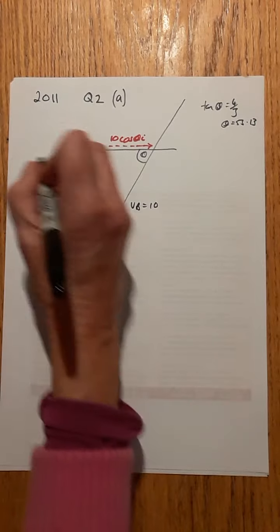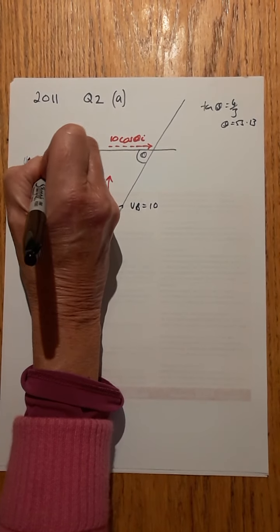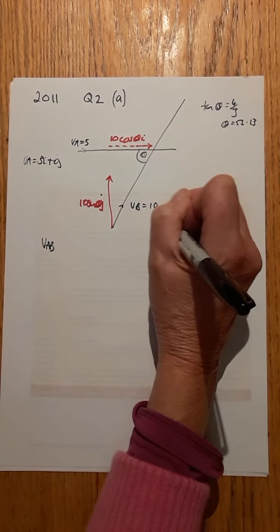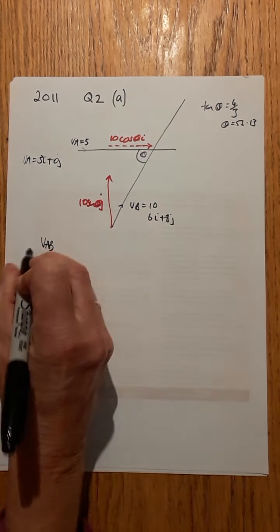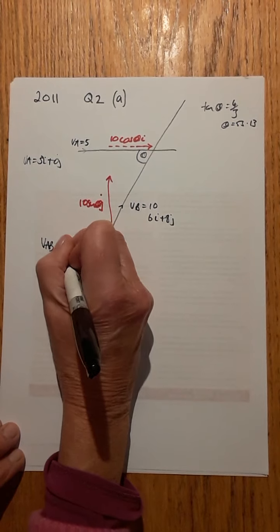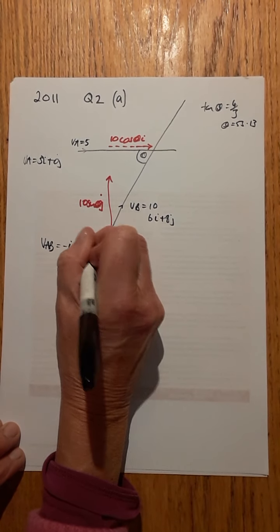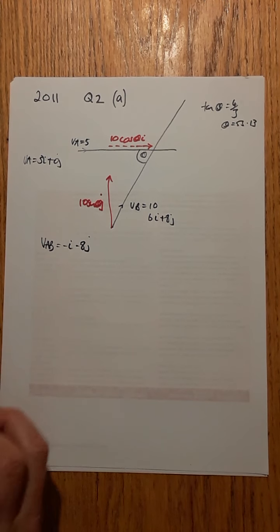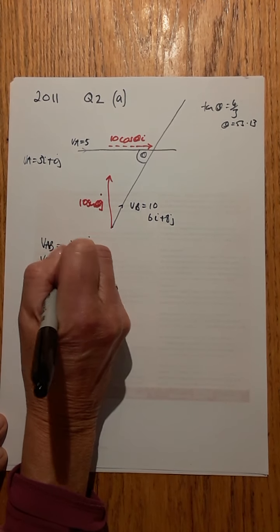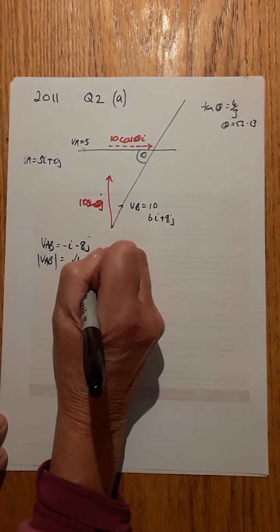And your VA, as we said, was 5I plus 0J, and VB, 6I plus 8J when you work it all out. And then your VAB, you found to be minus I minus 8J. Watch your signs when you're subtracting the VA and B. Your magnitude, everyone got that correct, root 65.